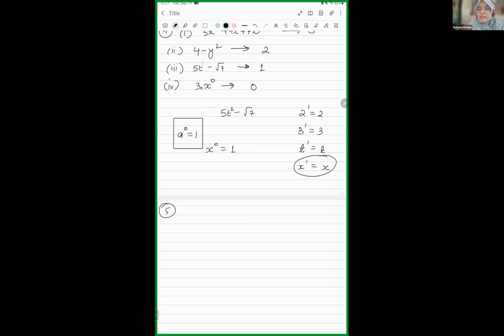Classify the following as linear, quadratic, and cubic polynomials. So all of you just take 2 minutes to do this, and then I will ask randomly. Abdul Rahman, please do the 5th question, and I will ask, and you will also be asked about the 5th question.